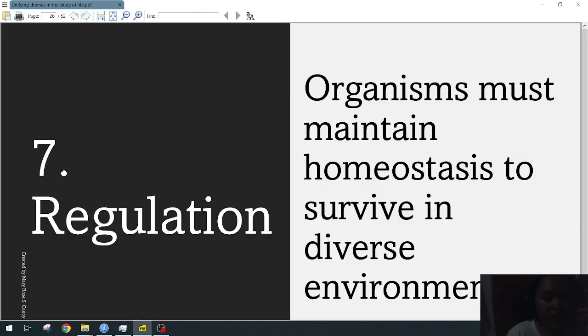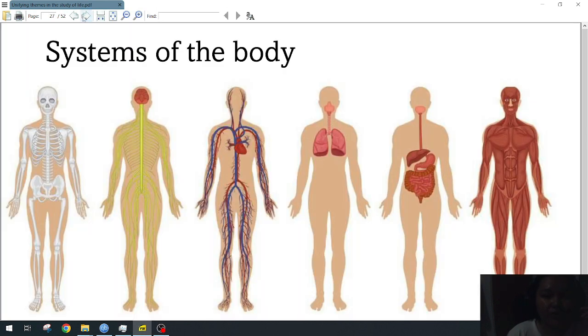The seventh theme is regulation. Organisms must maintain homeostasis to survive in diverse environments. Paano ba to? So, regulation. Sa katawan ng tao, marami tayong systems, as I've said earlier, that regulates our body, that maintains our stand and balance. So, etong una, what system is this? The skeletal system. This one, pag nakita kayo ng spine and the brain, that is the nervous. This one, kapag ang focus ay heart, that is of course the circulatory. And this one, lungs. So, respiratory. And then here is the intestines. So, digestive system. And muscles, of course, the muscular system.